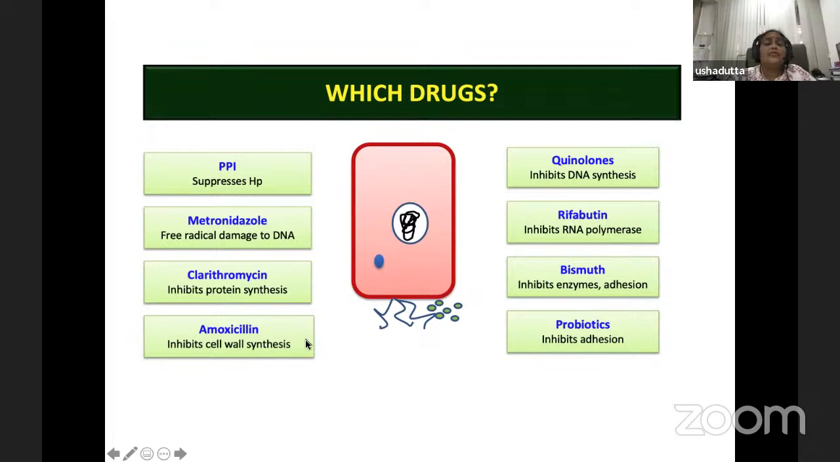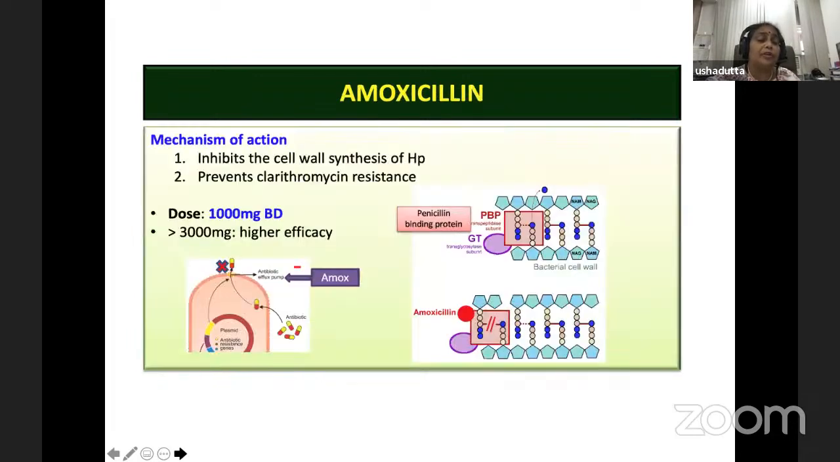So note that all of these are antibiotics acting through different mechanisms of action, and combination has a better yield because a single drug hardly ever eradicates H. pylori. So it has to be a combination therapy for an appropriate duration before we can expect eradication.